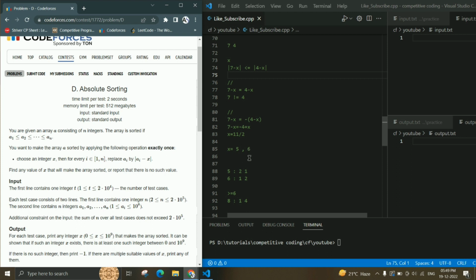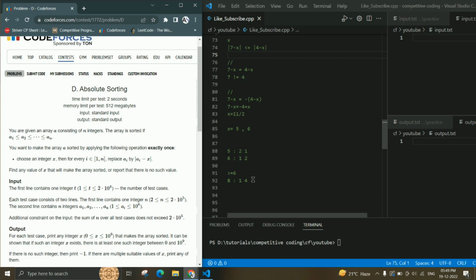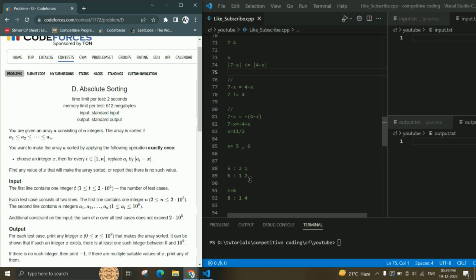We can determine the right value by putting the value in the equation itself. Putting 5 in the equation, the first number becomes 2 and the second number becomes 1, so it is unsorted. Let's put 6: the numbers become 1 and 2, so it becomes sorted. So 6 is the minimum value we can use for the absolute difference so that all numbers become sorted. We can also take 8, as 6 is the minimum.